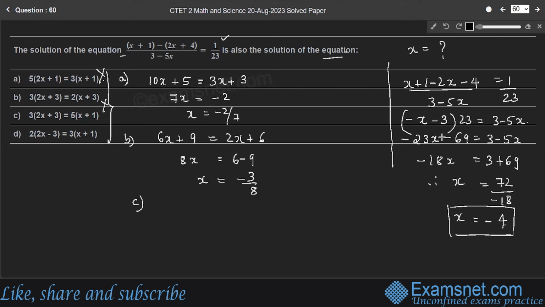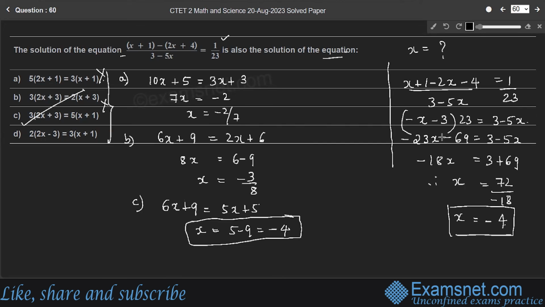Consider option C, right? So 3 into (2x plus 3), which is 6x plus 9, is equal to 5x plus 5, right? So 6x minus 5x is x is equal to 5 minus 9, which is minus 4. Therefore, the third equation has got the same solution, that is x is minus 4. Hence, option C is the right answer, right? So no need to go for option D, which has got a different solution. So option C has got the same solution as the given equation, right?